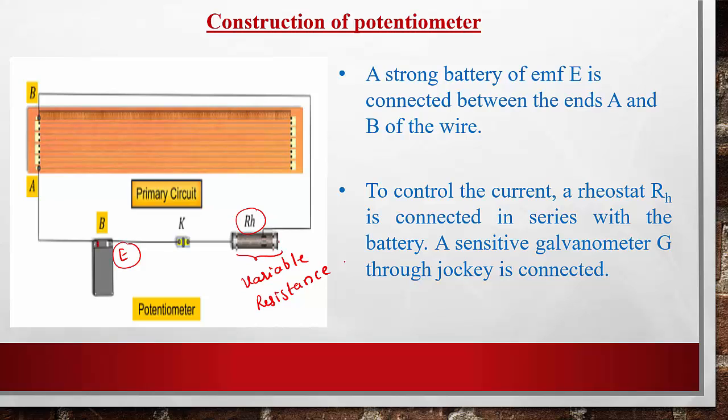So the rheostat is connected in series with the battery. You can observe the battery is connected to K. K here is a plug key. It is just like switching the battery on and off. To save power, we are using the plug key. Then it is connected to the variable resistance, which is called the rheostat, in series with the battery. Then a sensitive galvanometer G is connected through the jockey, which is a sliding contact.